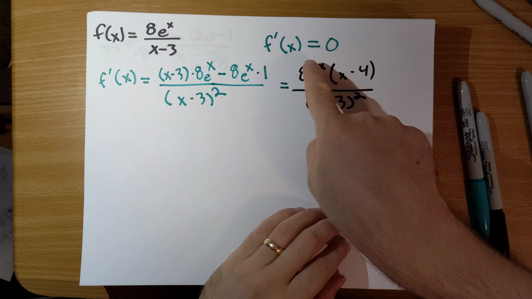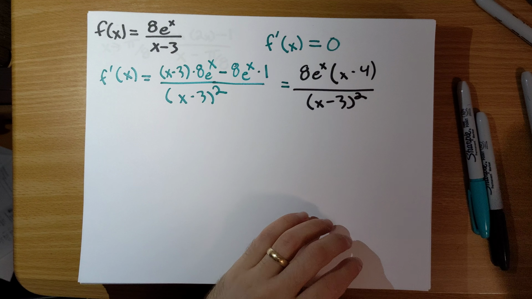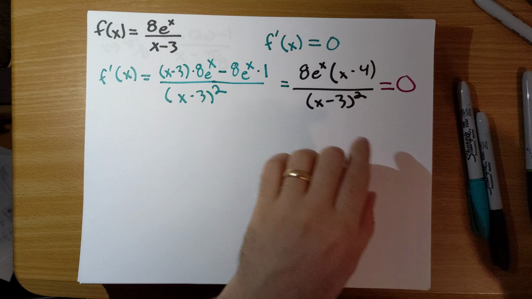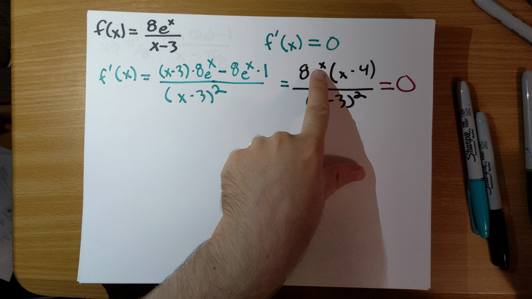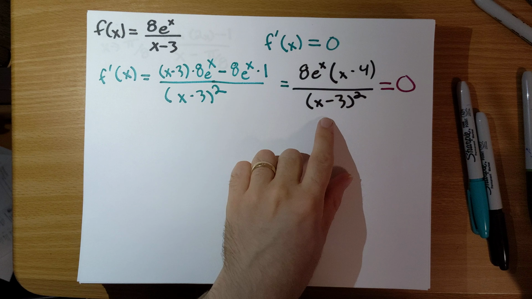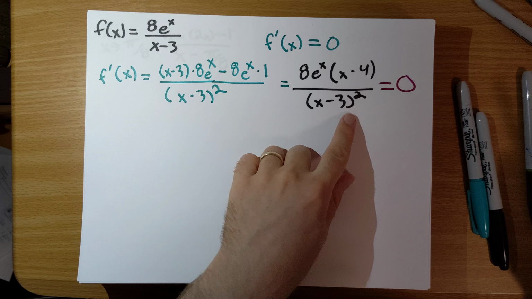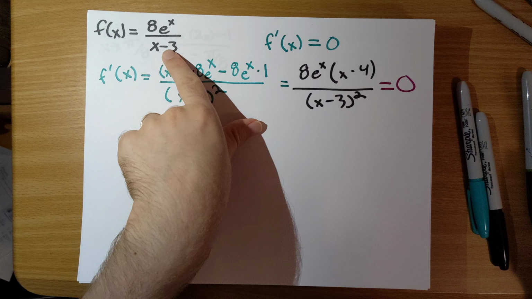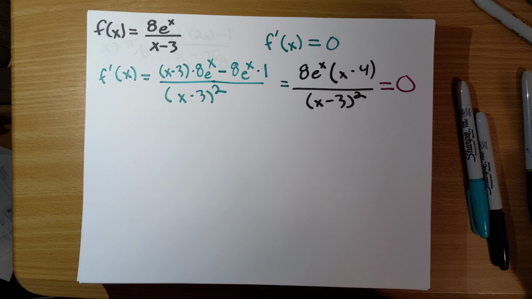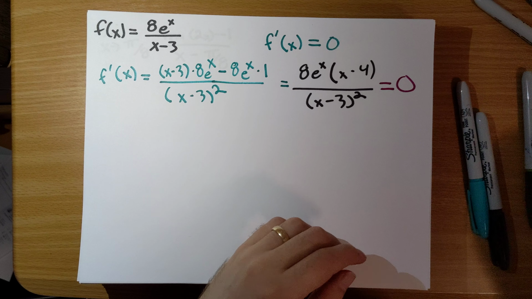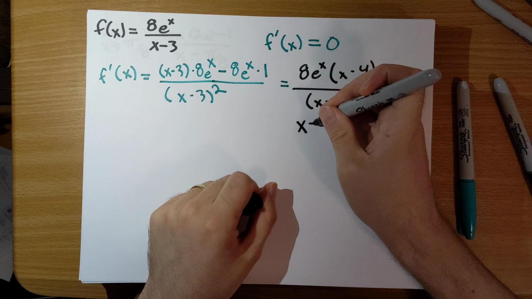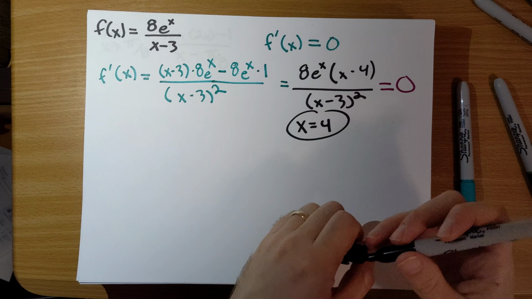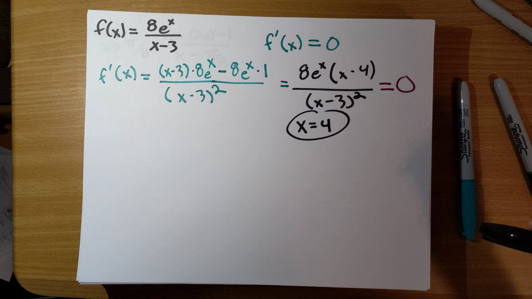Okay. Let's remember, what are we trying to do? We want this to equal 0. 8e to the x is never going to equal 0. X minus 3 might equal 0, but that would just make the derivative undefined. In fact, the function itself would be undefined when x is equal to 3. So the only thing we have to worry about is the point when x is equal to 4. This is the only point at which we have a horizontal tangent line.